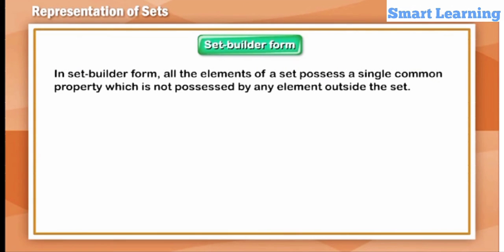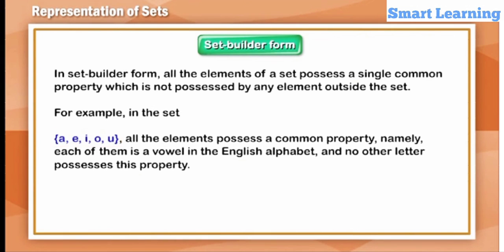Let us now do set builder form. In the set builder form, all the elements of a set possess a single common property which is not possessed by any element outside the set. For example, in the set {a, e, i, o, u}, all the elements possess a common property, namely, each of them is a vowel in the English alphabet. And no other letter possesses this property. Denoting this set by V, we write V = {x : x is a vowel in English alphabet}.